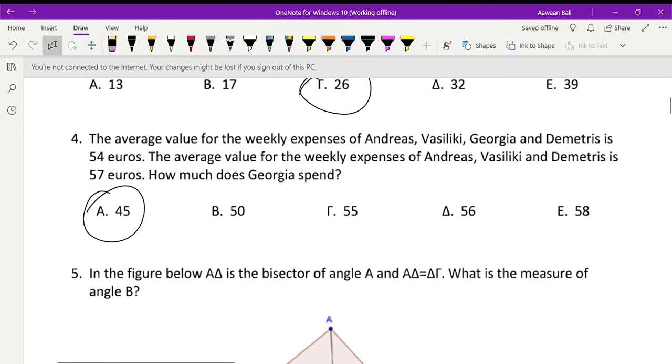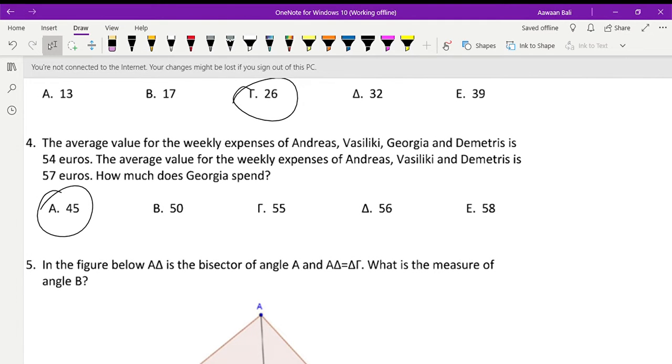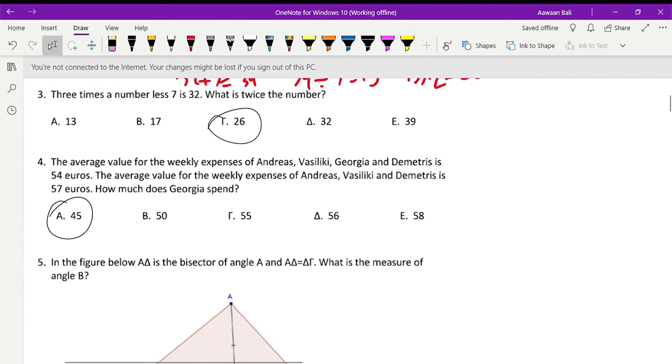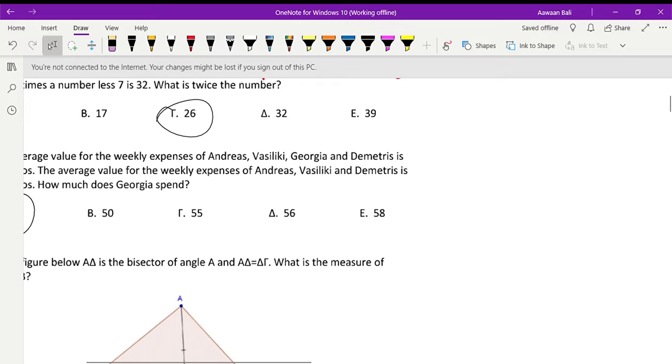The average value for the weekly expenses of Andreas, Vasiliki, Georgia, and Dimitris is 54 euros. The average value for the weekly expenses of Andreas, Vasiliki, and Dimitris is 57 euros. How much does Georgia spend? Okay, so to find this, first we have to find the total for both. So for the first part, we have 4 people, and there's 54 euros. So 54 times 4 is 216.